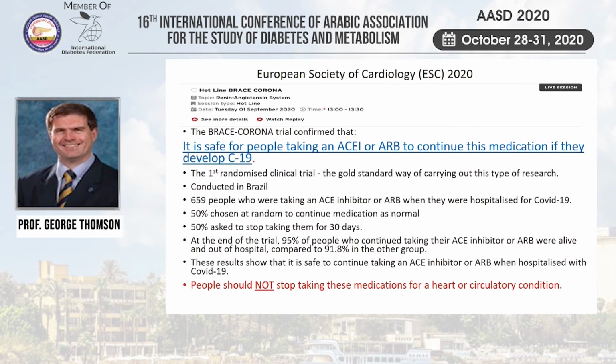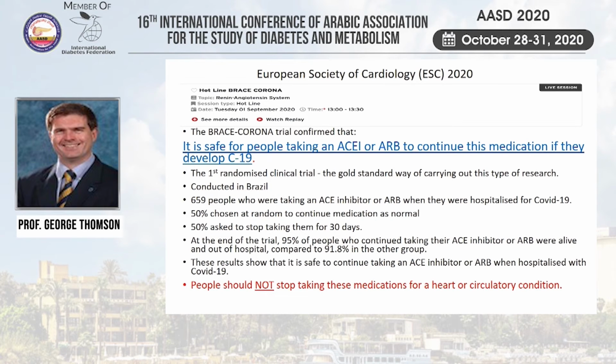The study was conducted in Brazil and included 659 people taking an ACE inhibitor or ARB when hospitalized with COVID-19, of whom 50% were chosen at random to continue their usual medication, whilst the other 50% were asked to stop taking them for 30 days. As you can see, at the end of the 30-day trial period, 95% of the people taking their ACE inhibitor or ARB were alive and out of hospital, compared with 91.8% in the other group.